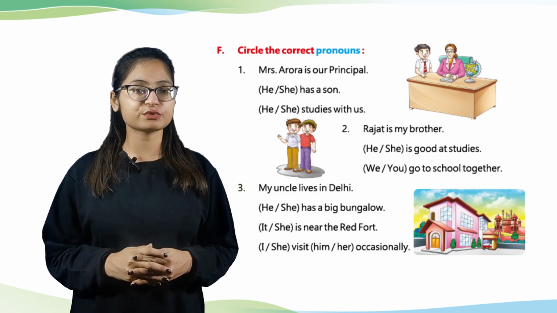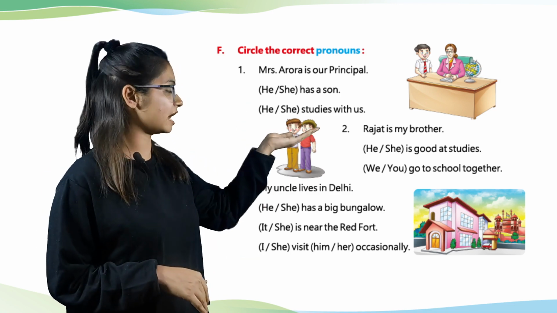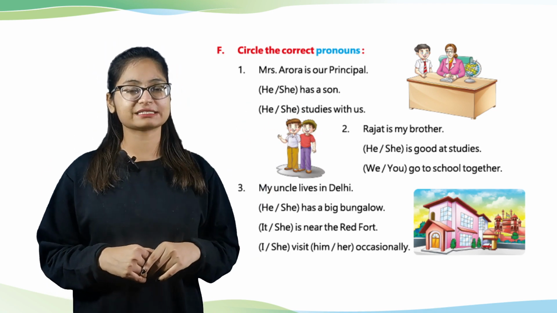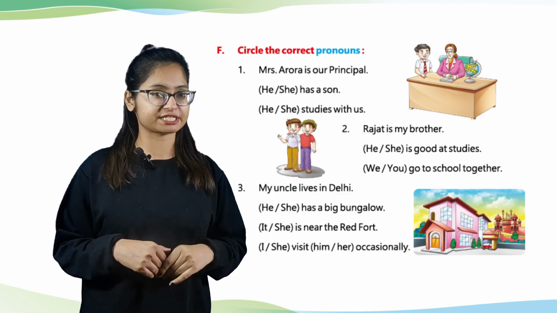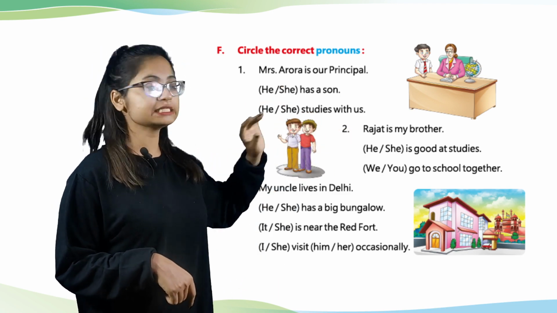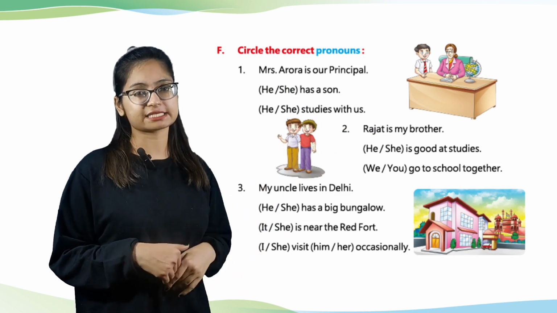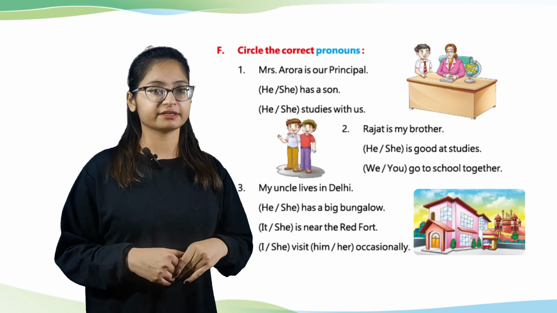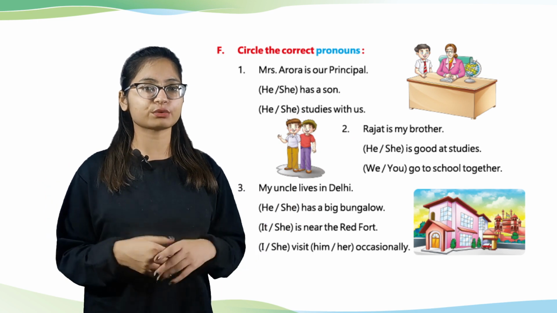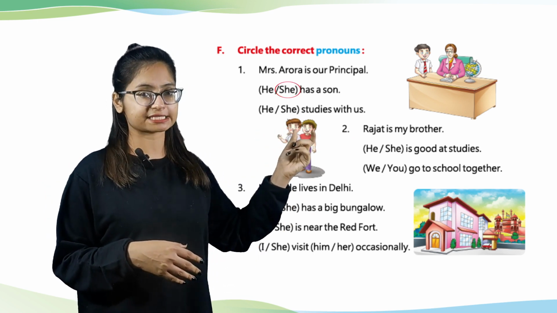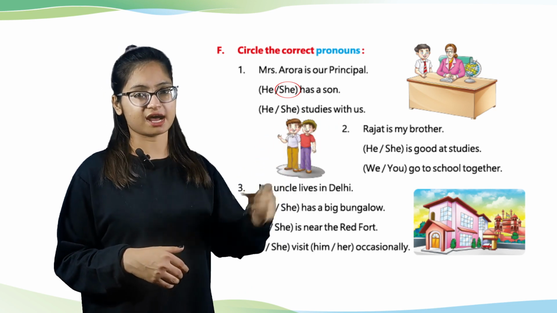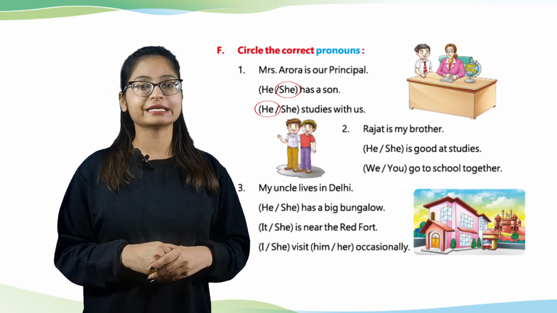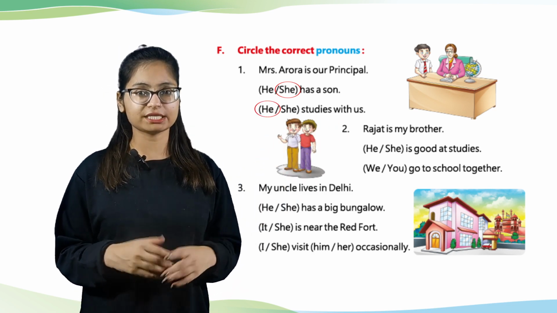First, Mrs. Arora is our principal. Here, R is pronoun. Next. Okay, the first question here. Mrs. Arora is our principal. Under this, we have given two things. That is, he or she has a son. Obviously, we are talking about Mrs. Arora. So, we will write, she has a son. Son is a male. So, he studies with us. Similarly, the next question.